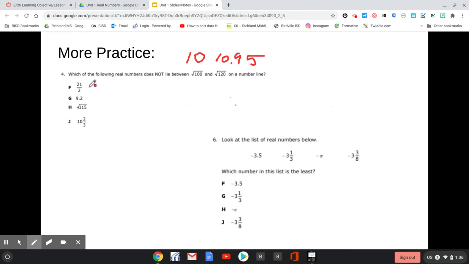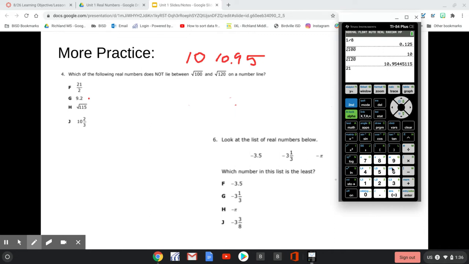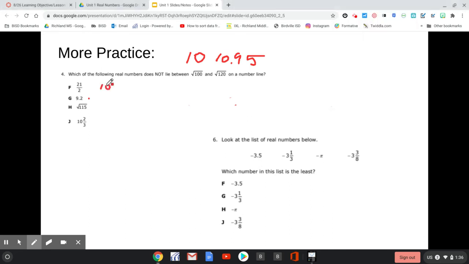Okay, so now we need to convert these to decimals. This one's already a decimal, so it's okay. And let's do that quickly. So 21 divided by 2 gives us 10.5. And we can see that this number is between 10 and 10.95, so it can't be that one. 9.2, we know that one is not between this number, so this is probably our answer.